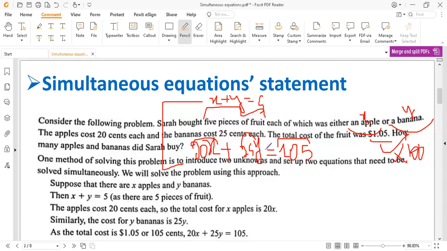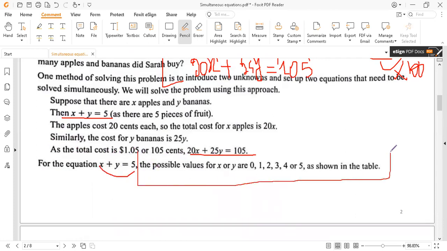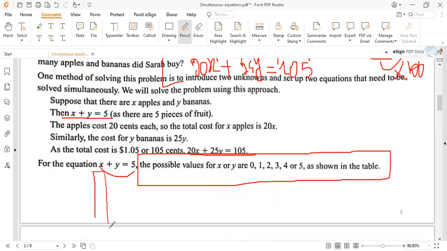So how do we solve, and what do we mean by simultaneous equations? We have x plus y equals 5, and 20x plus 25y equals 105. For the equation x plus y equals 5, we have different possible values for x and y. How? We always start with the trial and error method. We suggest different possible values of x.